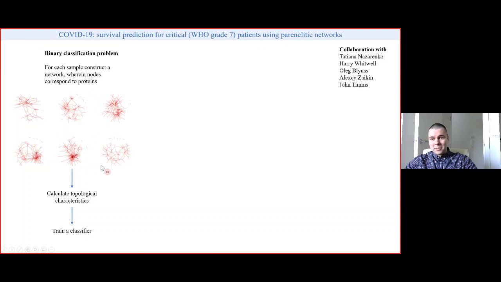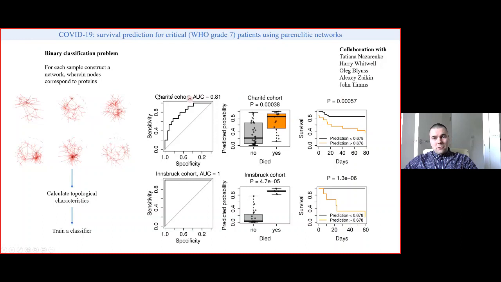So here are the results. First we use cross-validation to assess the performance of the method on our cohort. We call it the Charité cohort. And we get about 0.8 AUC for the receiver operating characteristic for predicting survival.